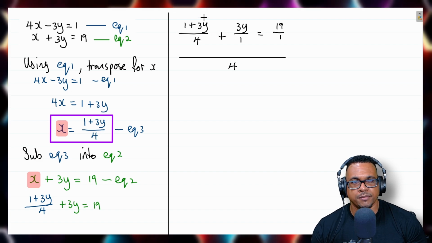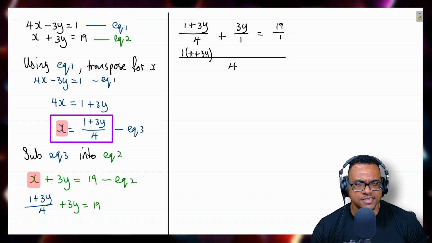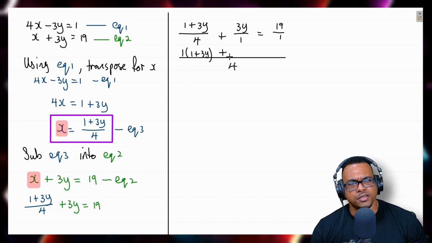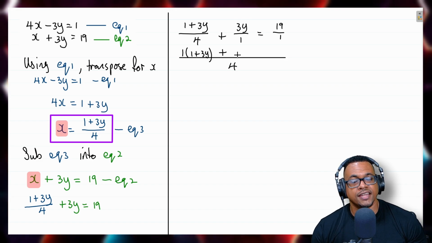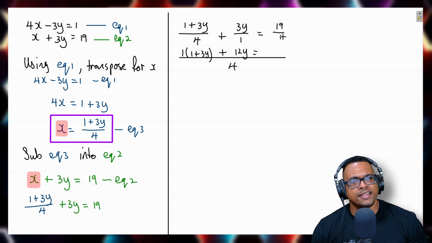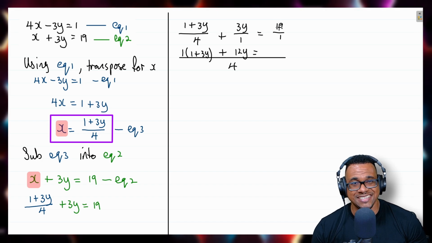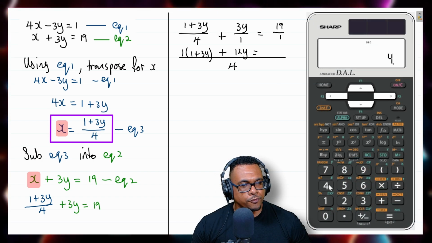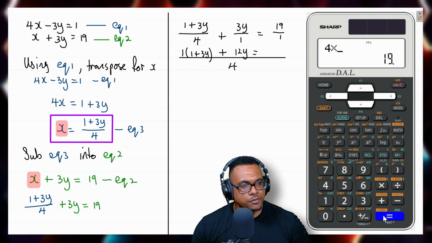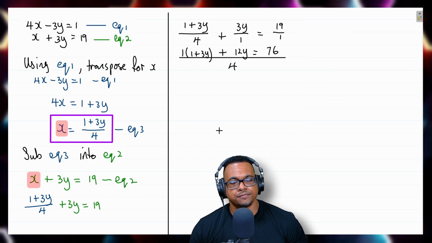Take that 1 and multiply by the numerator. So it's going to look like this. 1 multiplied by 1 plus 3y. And of course, 1 by anything will give back the same thing. Then we put plus sign. 1 into 4 is 4. So you take that 4 and multiply by 3y, and you get 12y. 4 3s are 12. And then we have 1 into 4 is 4. Take that 4 and multiply by the numerator, which is 19. So we have 4 multiplied by 19, and we get 76. So here we have 76.